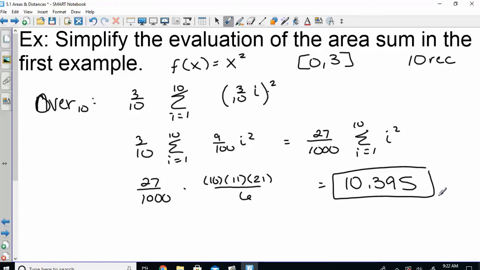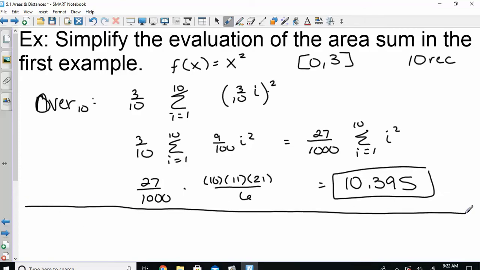Now, was this shorter? Maybe, maybe not, because it took a little bit to come up with the formula. But if I were going to do like 50 rectangles, would this be faster? Absolutely. So if we only have a few, it's not that bad to plug them in. But if we have a lot, this would save us time. Let's talk about how we might do the underestimate.